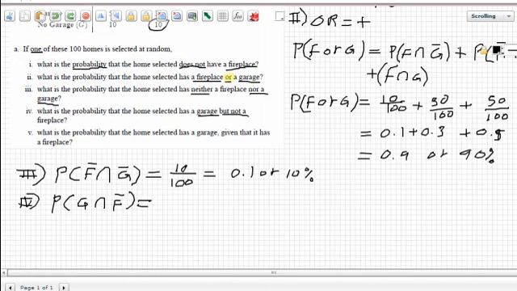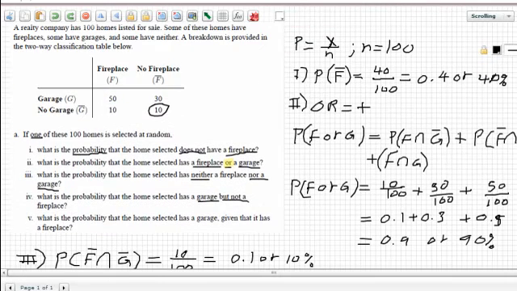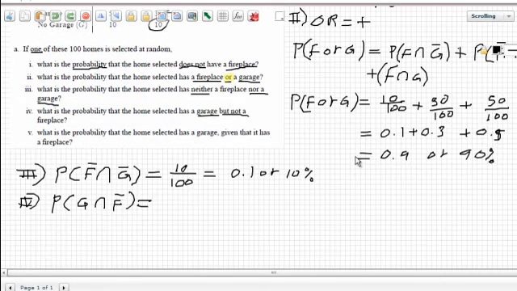So I'm going to go back to my table up here and I'm going to look for garage but no fireplace. So here's garage and here's no fireplace. So it's actually this 30 over here. So if I scroll back down, my probability is 30 homes out of 100 have garages but no fireplace, and that would be equal to 0.3 or 30%.